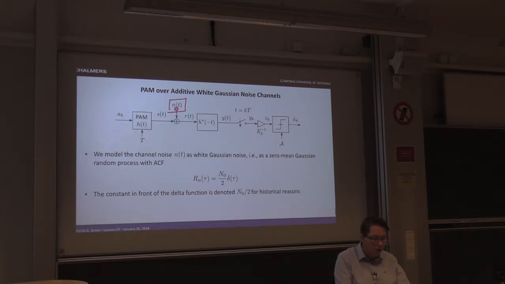Now, if we have noise, then the noise is going to propagate through this filter, and after sampling, we will have a noise contribution in Y. And we need to figure out now, what is the noise contribution? In particular, what is the distribution of the noise contribution? Because we will model the noise as being random. Okay, so that's the objective now.